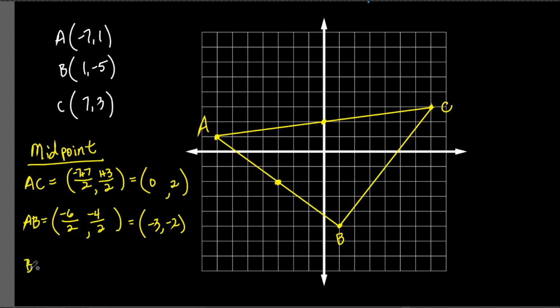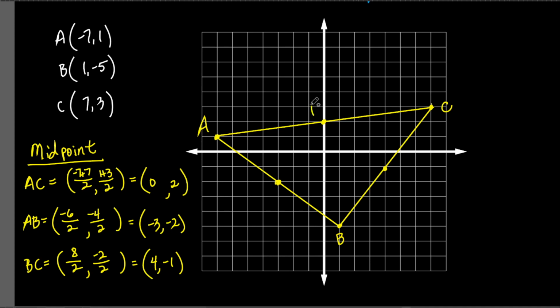So let's do BC. Midpoint's getting pretty easy now the more you do them, isn't it? B and C. Let's add up the x's. So 1 plus 7. What's 1 plus 7? That's 8. Let's add up the y's. Negative 5 plus 3. That's negative 2. What's 8 over 2? 4. What's negative 2 over 2? Negative 1. Let's see if it is where we thought it should be. It's 4, negative 1. So I go 1, 2, 3, 4, negative 1. Yep, that's exactly where I thought it would be. Right there.